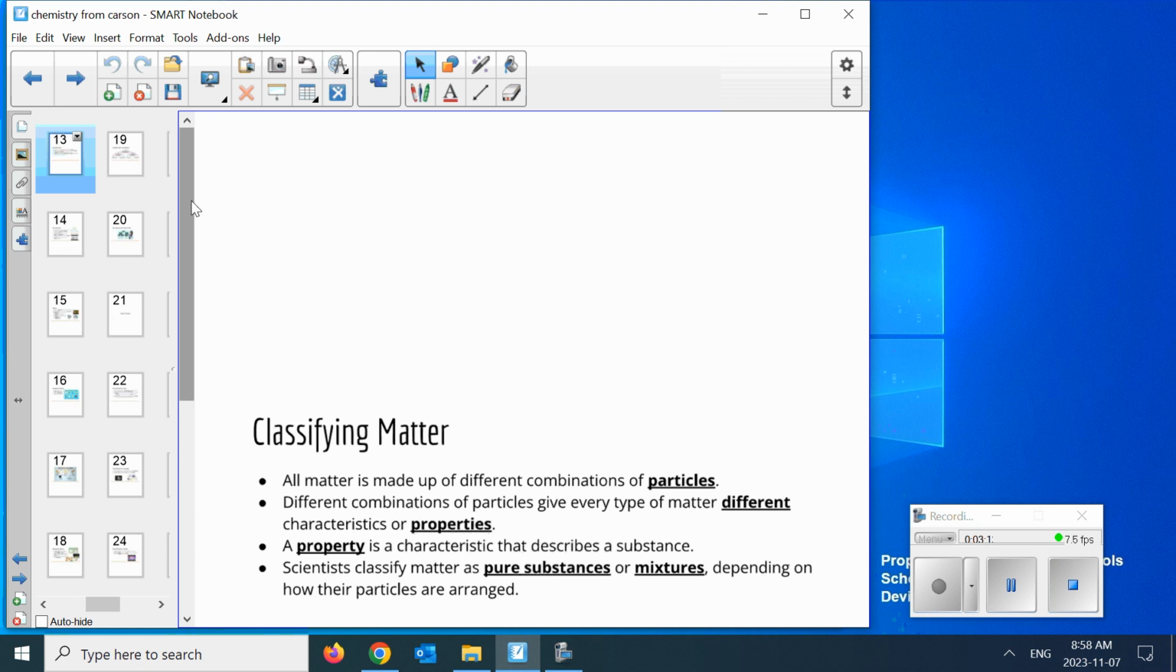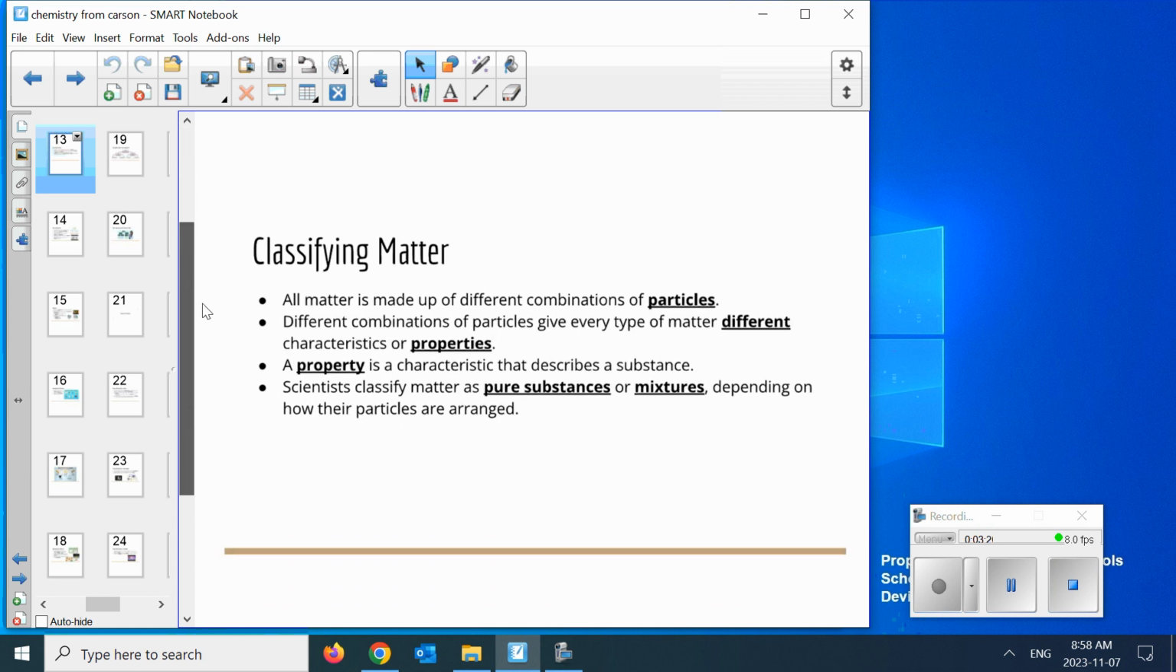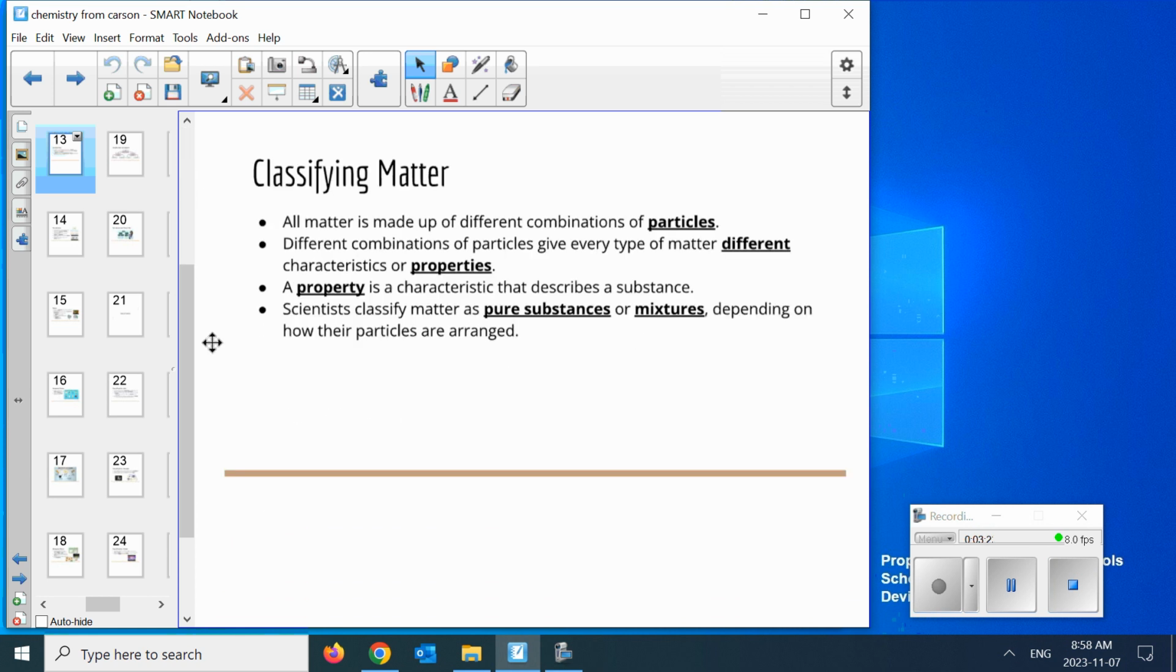Okay, classifying matter. Let's talk about classifying matter real quickly. All matter is made up of different combinations of particles. Different combinations of particles give every type of matter different characteristics or properties. A property is a characteristic that describes a substance. Scientists classify matter as pure substances or mixtures, depending on how their particles are arranged. Okay?